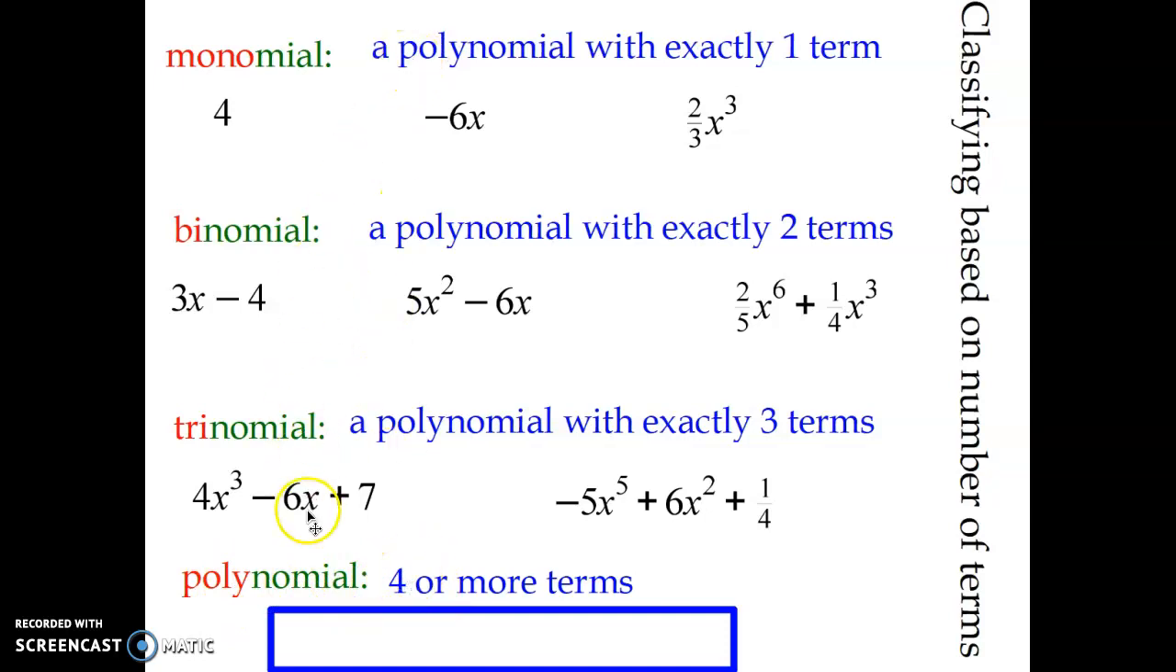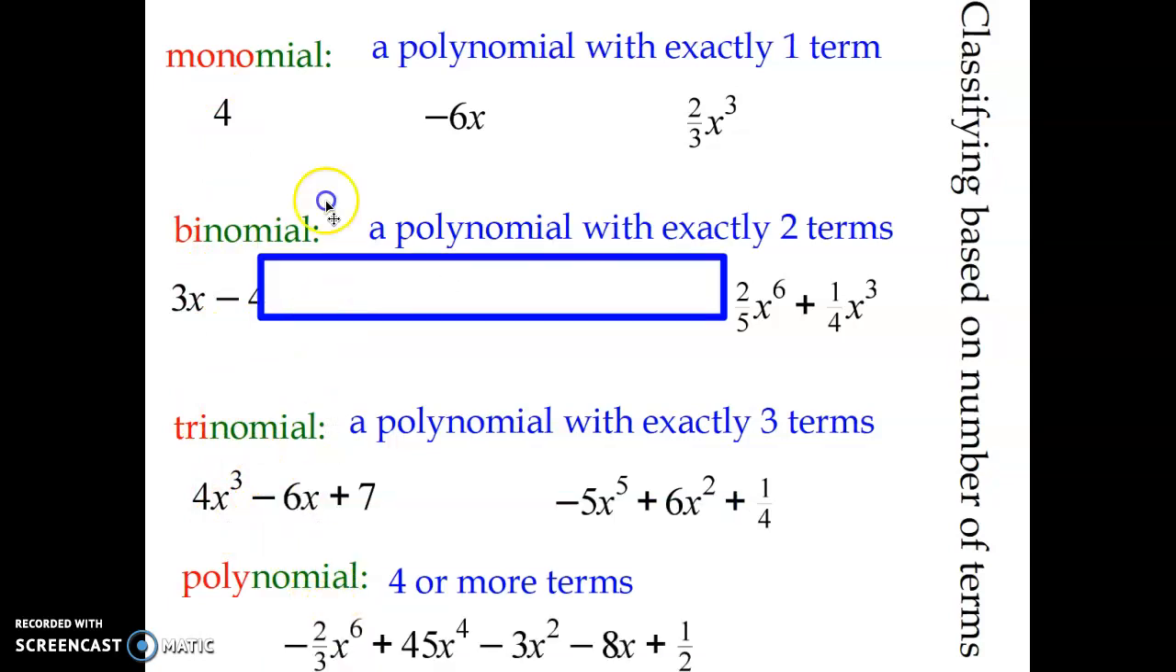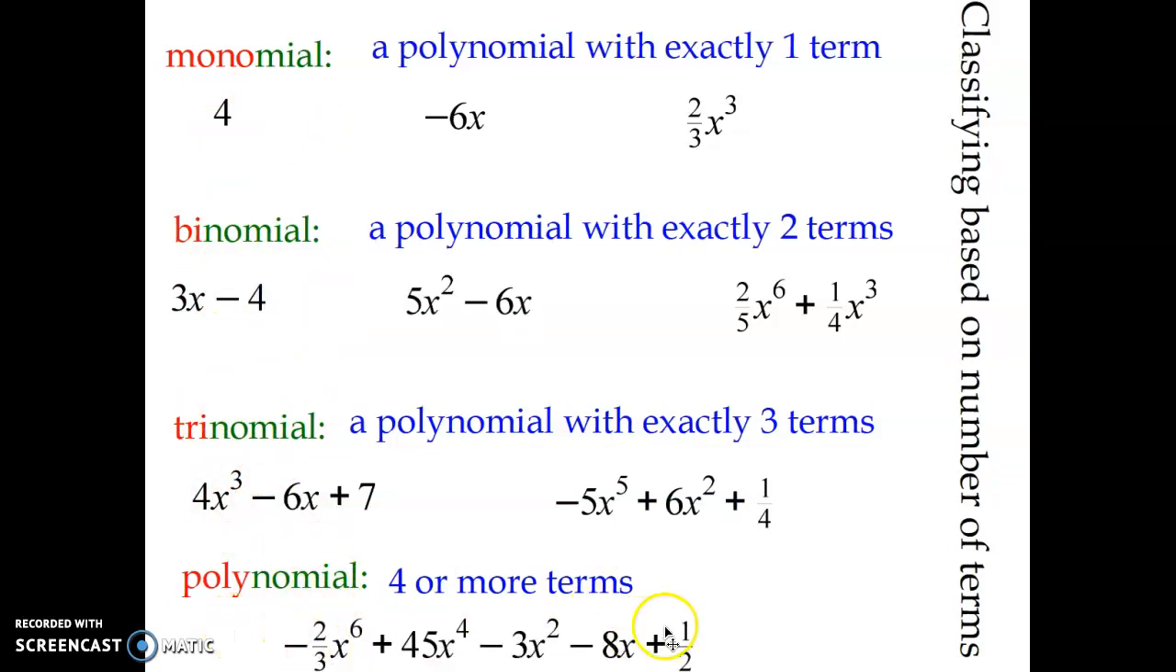We just don't call it that because we have special names for the first three types. But once you get up to 4 or more terms, we just call it a polynomial. This particular polynomial, 1, 2, 3, 4, 5 terms. So this is a polynomial with 5 terms. All right, if you didn't have time to write all that in your notes, pause the video here for just a second and write all those definitions down.